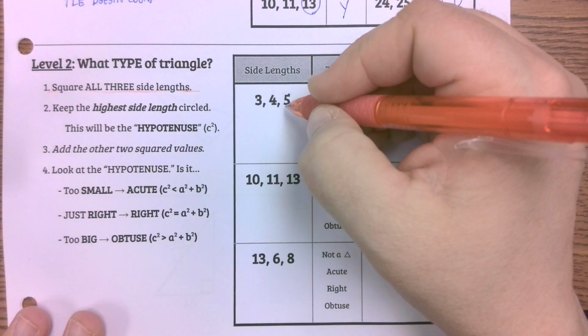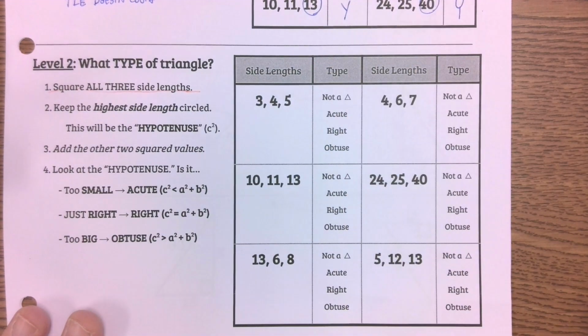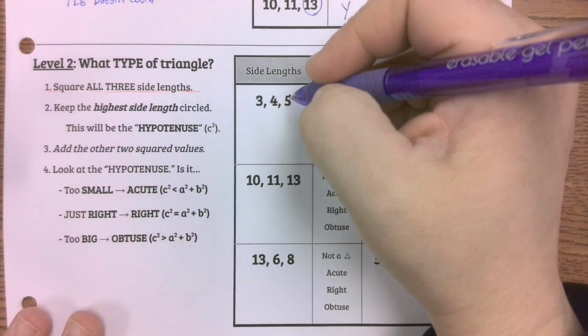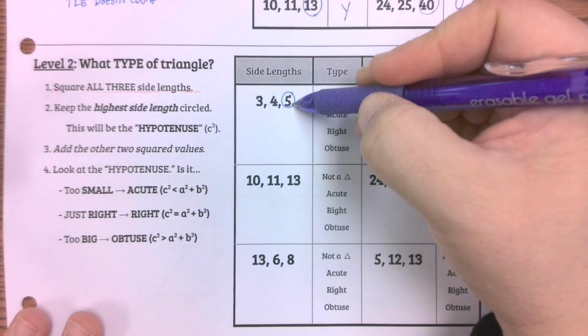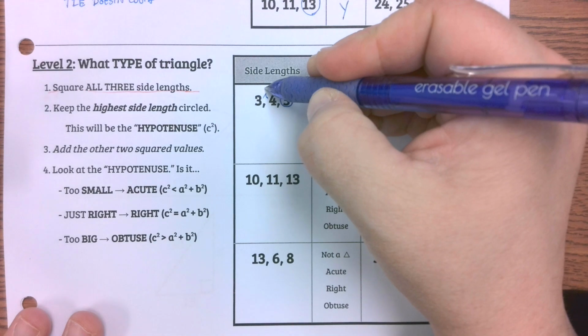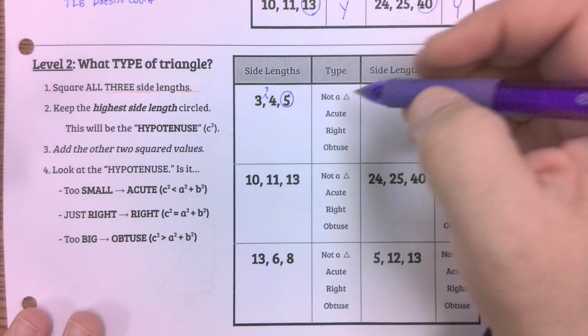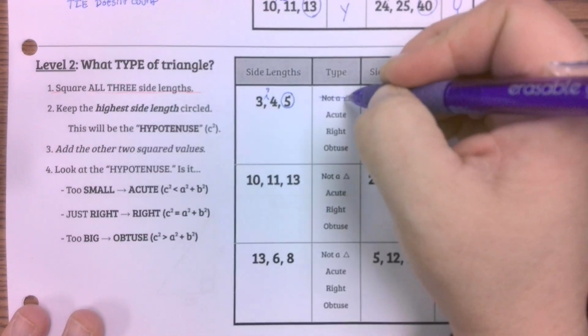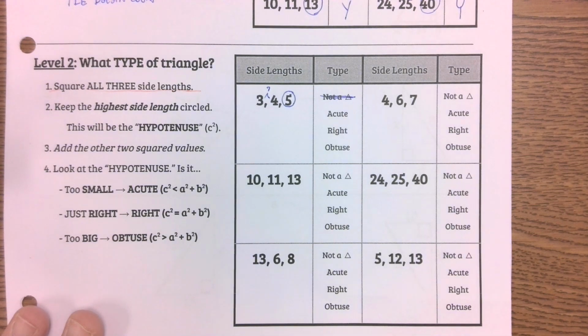So usually first I have to check if it's a triangle though, right? That's our first step. So I find my hypotenuse, that's 5. If I add these 2 together, I get 7. Cool, it is a triangle. So I can cross this one off. We know it's a triangle.